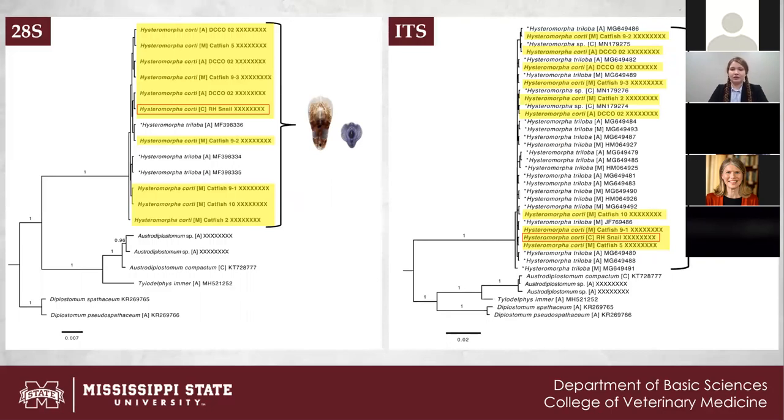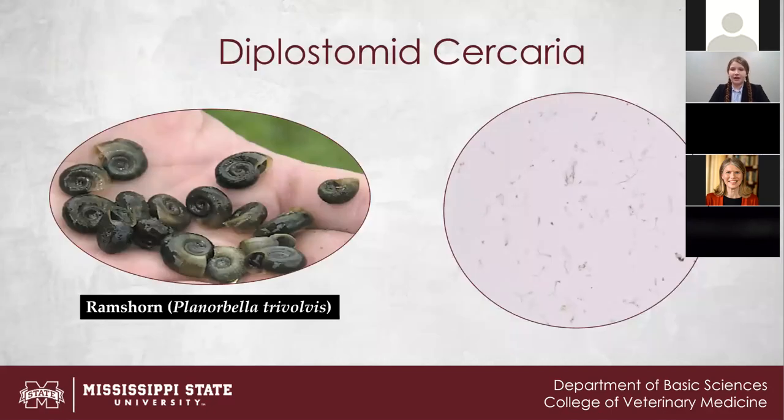And when we look at the trees from the 28S and ITS regions, even though these are less specific than our COX-1 data as far as species specificity goes, they still support the idea that all of these stages are conspecific. So if you look at these red boxes here, you'll notice that we only used a single Cercaria specimen in these trees. This sequence came from an archived Cercaria specimen that was collected in the Mississippi Delta region that was suspected to be and then later confirmed to be Hysteromorpha corti with genetic analysis.